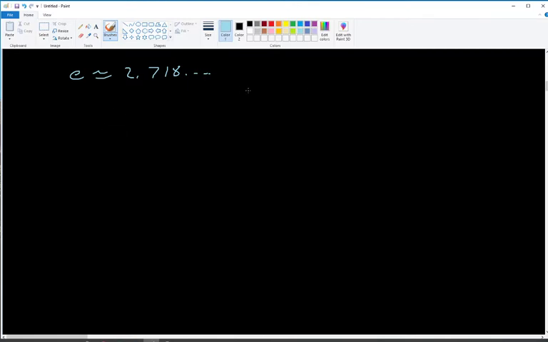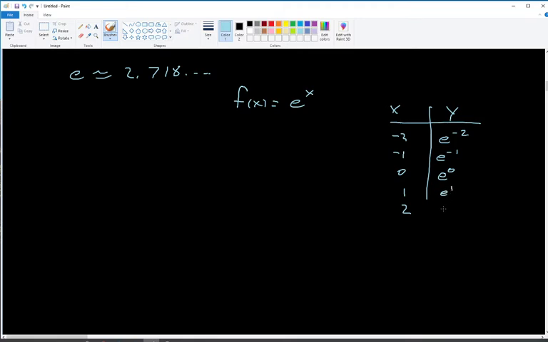So let's say f of x is e to the x, and we want to graph that. So we'll say, all right, let's get our table, x's and y's. X will be -2, -1, 0, 1, and 2. And y will have e to the -2, e to the -1, e to the 0, e to the first, and e squared. E to the -2 will be 1 over e squared. E to the -1 will be 1 over e. Anything to the 0 is 1.